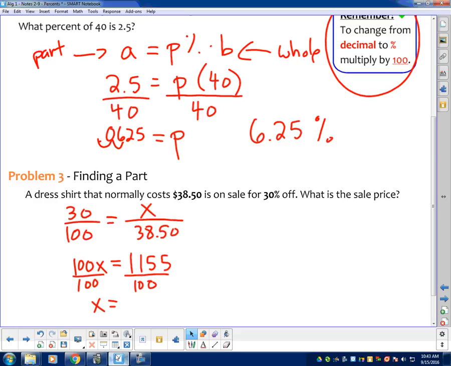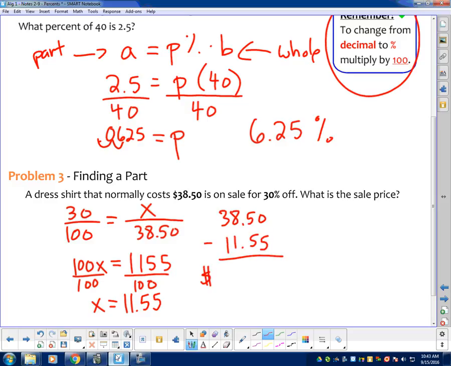So it's $11.55. Now that is not the actual price of the shirt. That wouldn't make any sense. 30% off is just taking about a third off. So this is just telling me what to take off of the price of the shirt. And so I would take 38.50, subtract 11.55 from it, and I'll get the sale price of the shirt.